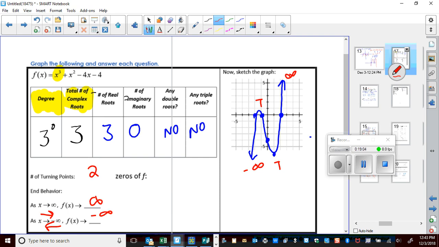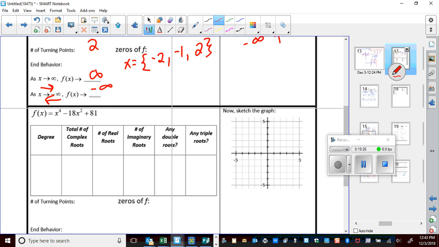Okay, number of zeros, x equals curly bracket. We have 1 at negative 2. We have 1 at negative 1. And we have a 0 at 2. Close the parentheses. Okay?